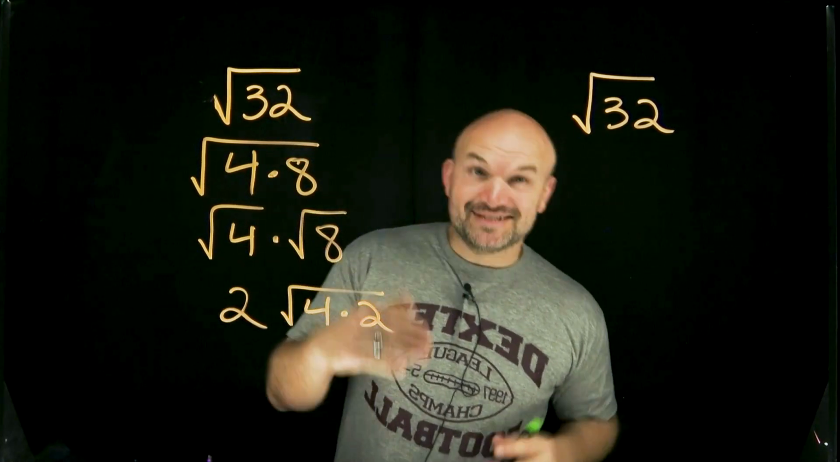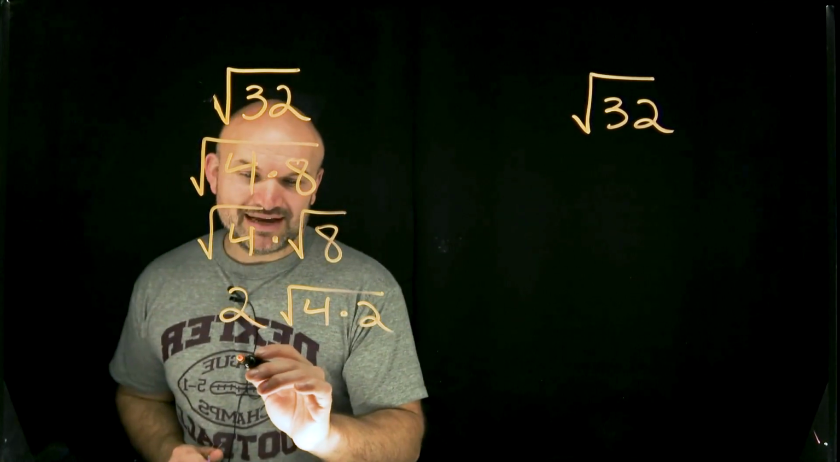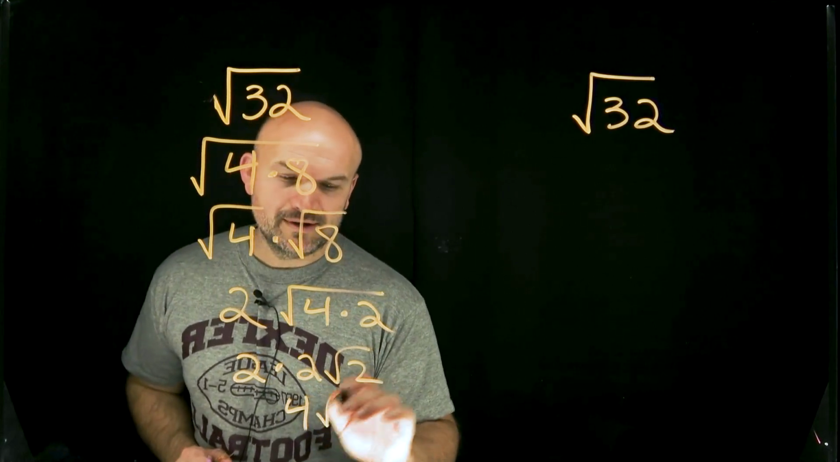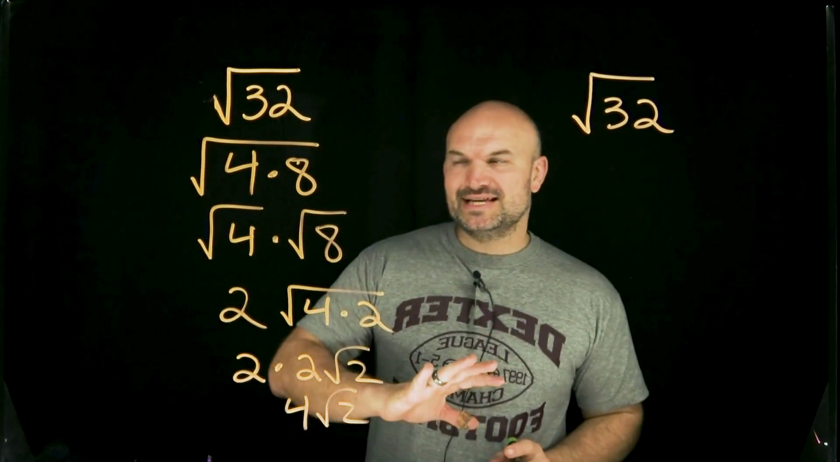And then we recognize we have to do the process again. So we're going to have a 2 times a 2 times the square root of 2, which is going to be a 4 square root of 2. So this is the beginner approach.